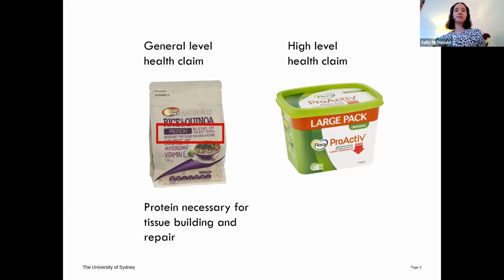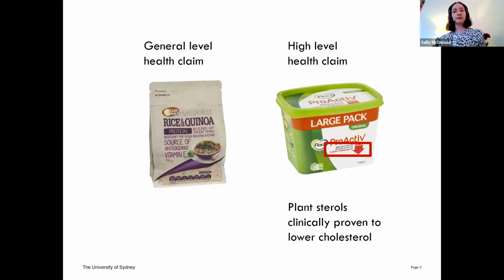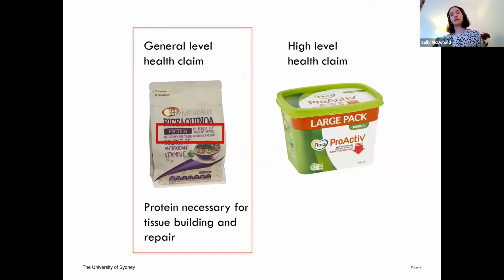We then have high-level health claims, which are about a food and its relationship to a serious disease or biomarker of serious disease, such as diets high in calcium may reduce the risk of osteoporosis, or plant sterols clinically proven to lower cholesterol. So high-level health claims can only be used if they're based on a pre-approved list of claims. And I am looking at, in this study, general level health claims, which can either be pre-approved or food industry can actually self-substantiate a claim.